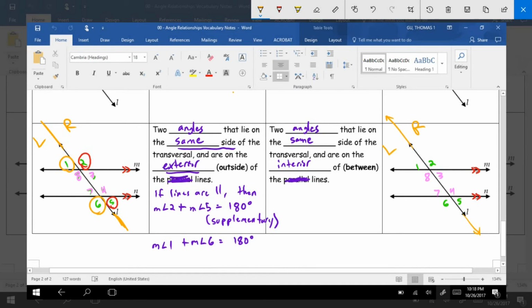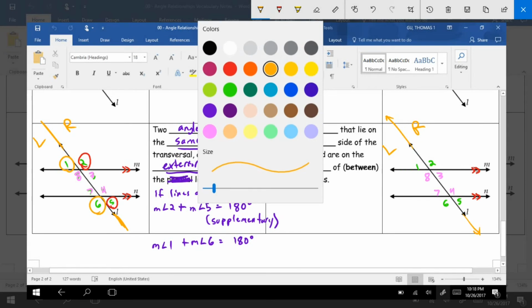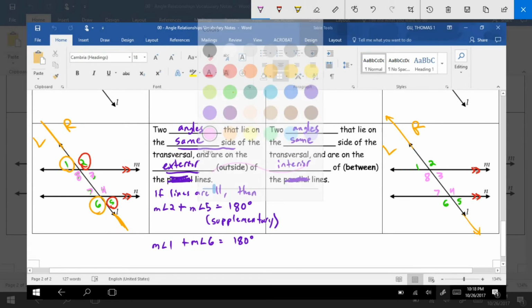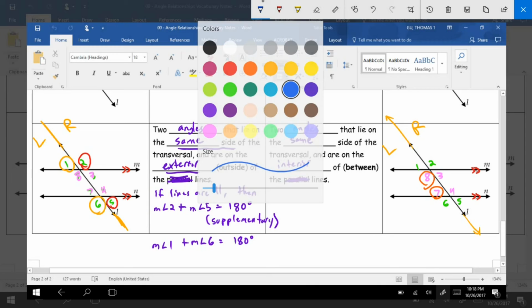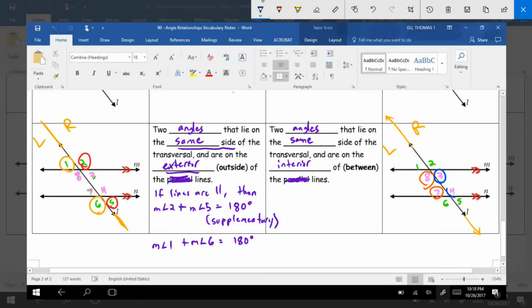Okay, so these need to be on the same side of the transversal, but on the interior of the two lines. Which ones are on the same side and on the interior? 7 and 8 are on the same side and are on the inside. And what else? 3 and 4 are on the same side. They're both on the right side of the transversal, and they're in between or on the interior of the two lines.